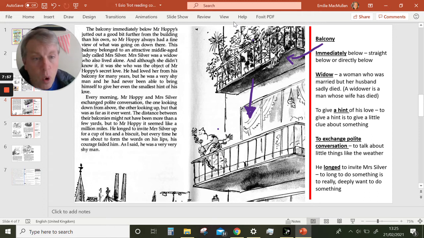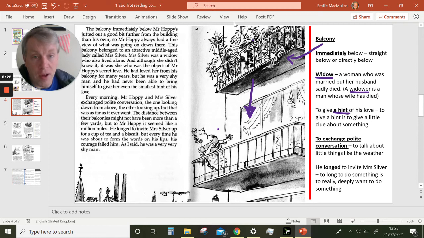Mrs. Silver was a widow. A woman who was married, but her husband sadly died. And if it's a man whose wife has sadly died, then we say a widower. Mr. Hoppy had not dared to give a hint of his love. To give a hint is to give a little clue about something.